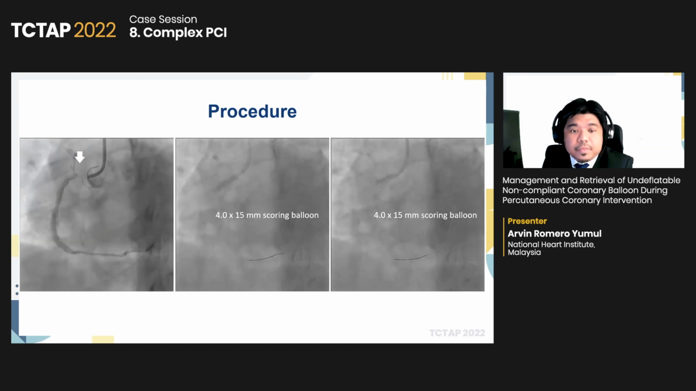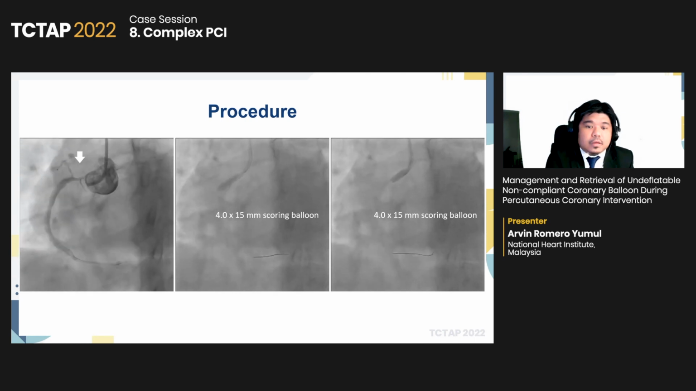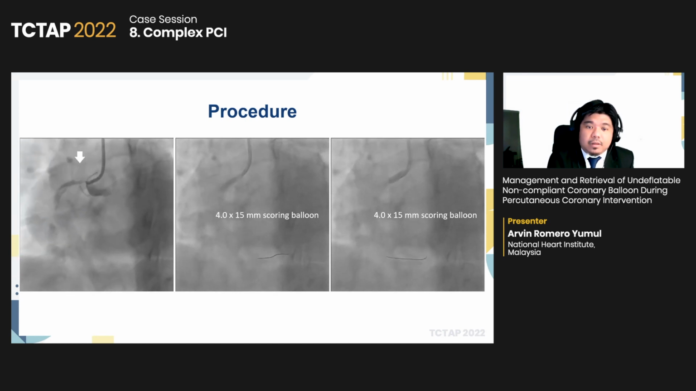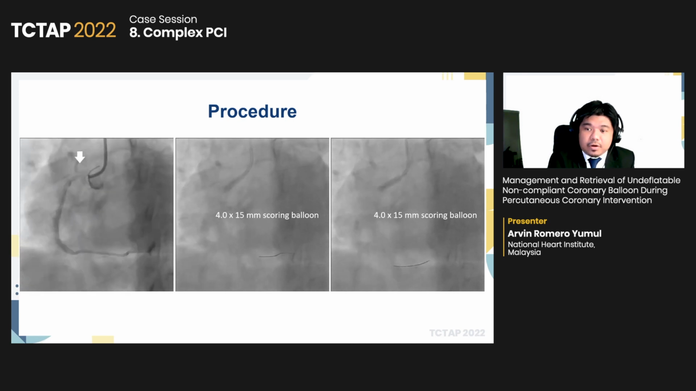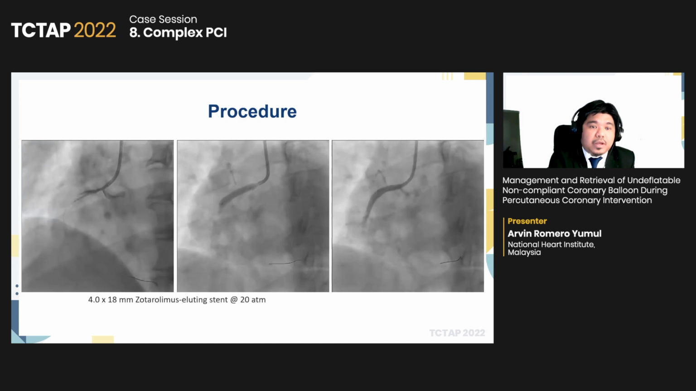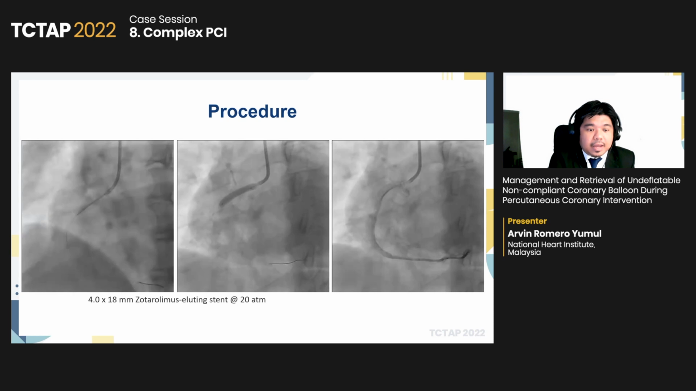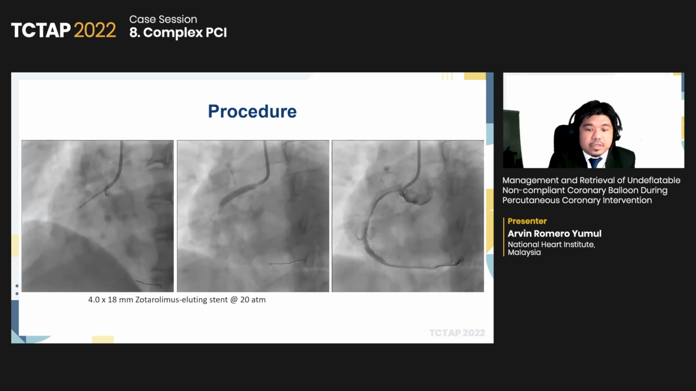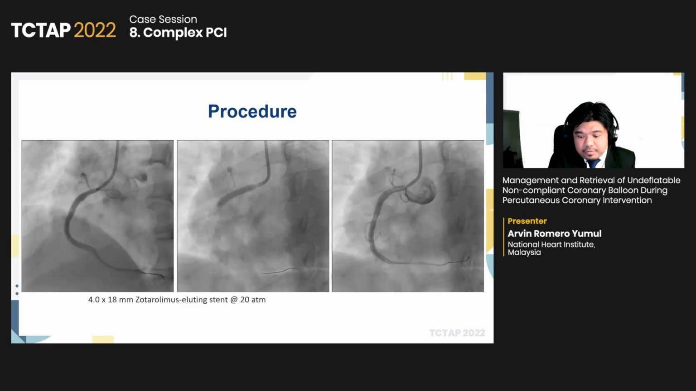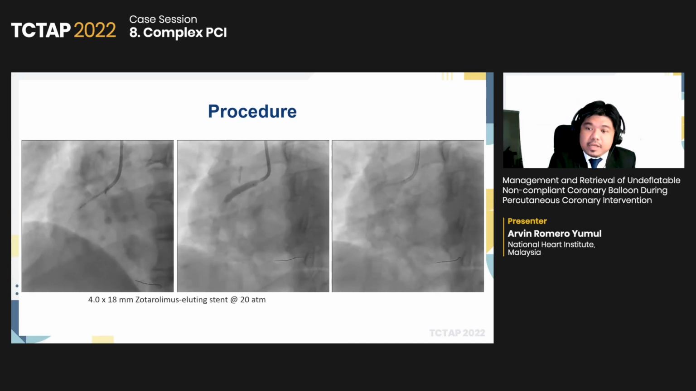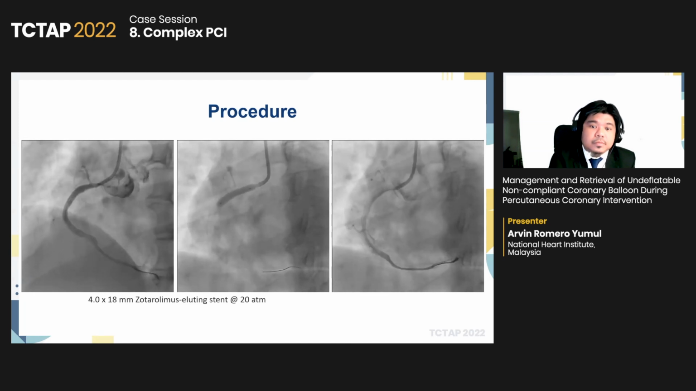On the image in the middle, we started off with a 4.0 by 15 millimeter scoring balloon and inflated it in the aorto-ostial segment. After pre-dilatation, we deployed the stent, a 4.0 by 18 Zotarolimus eluting stent at 20 atmospheres. The last video shows the cine angiogram post-stent deployment with TIMI 3 flow.